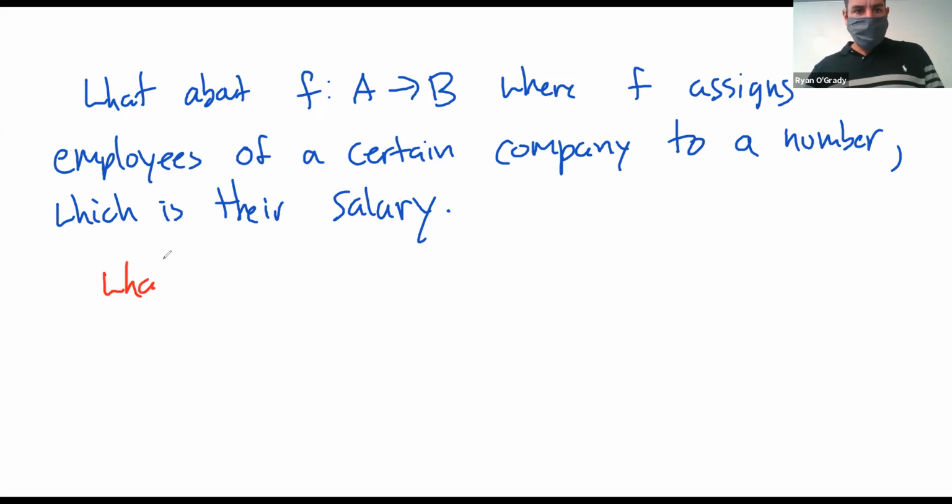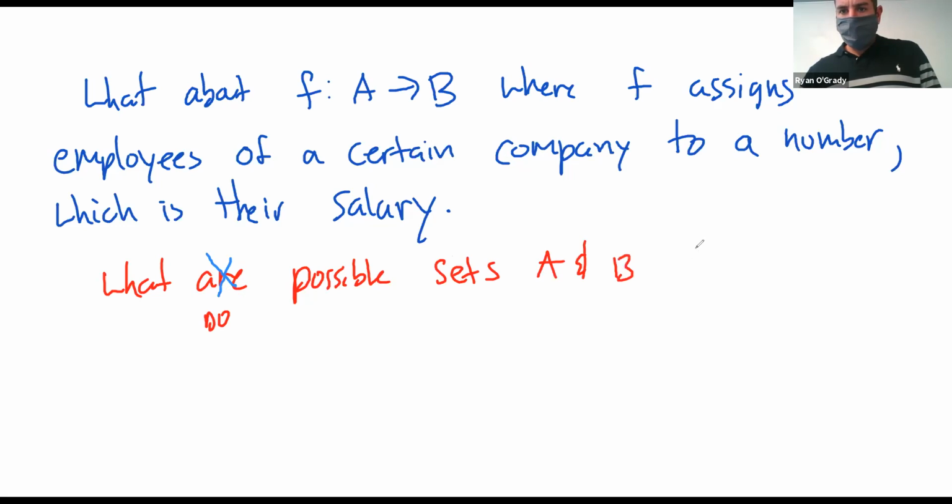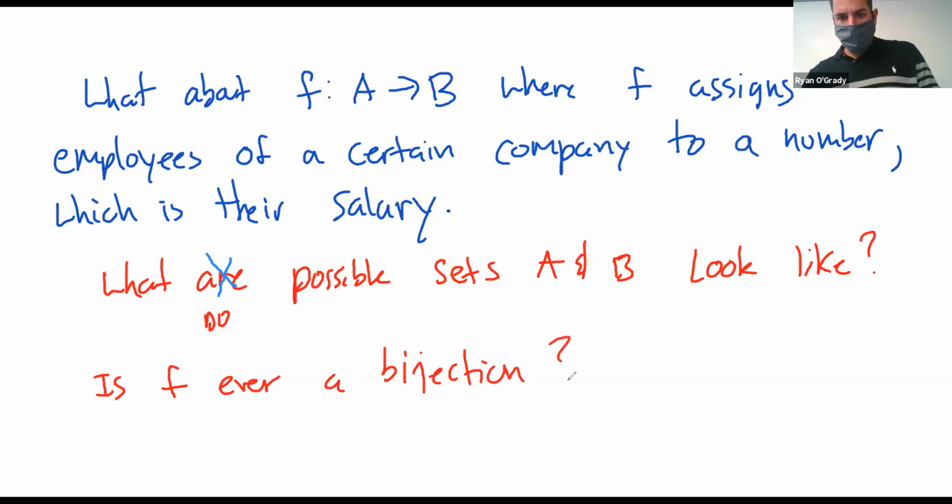Questions you might ask yourselves. What are possible sets, or let's say it this way, what do possible sets A and B look like? There could be more than one. What do they look like? And then you could ask, is f ever a bijection? That might be something you want to know. And then more importantly, why or why not?